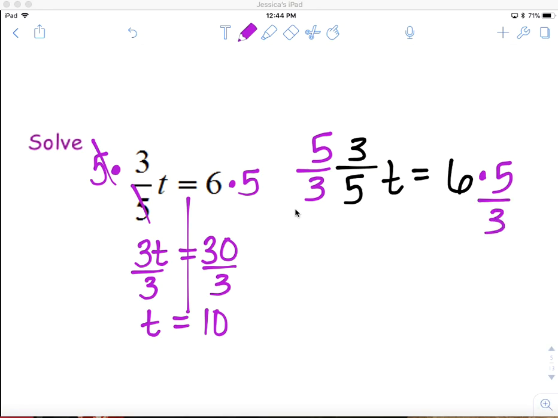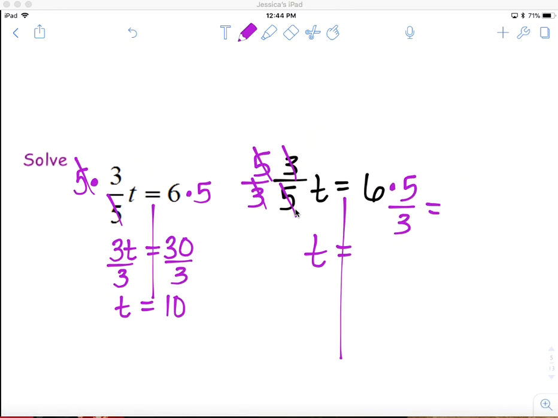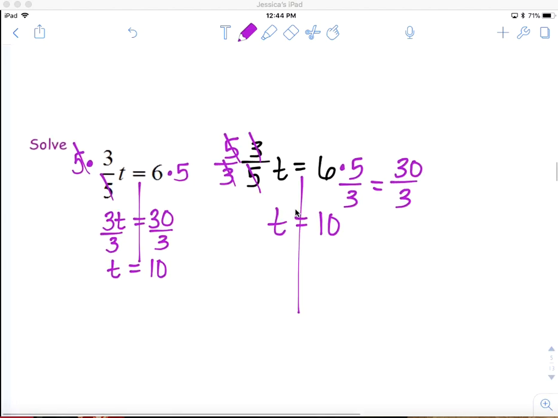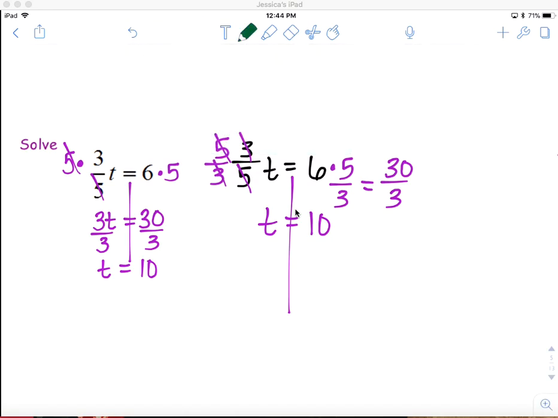By doing this, 5 over 5 and 3 over 3 cancel on the left, and you're left with t. On the right, 6 times 5 is 30, and 30 over 3 is 10. You can choose the method that you like the best. Either way, you're going to get 10 for your answer. Again, you can always check these by plugging it back in.